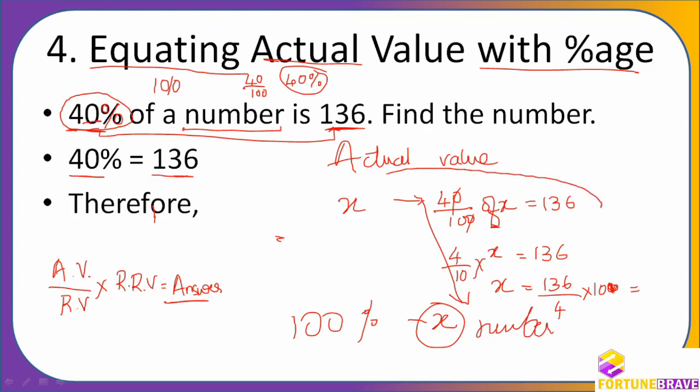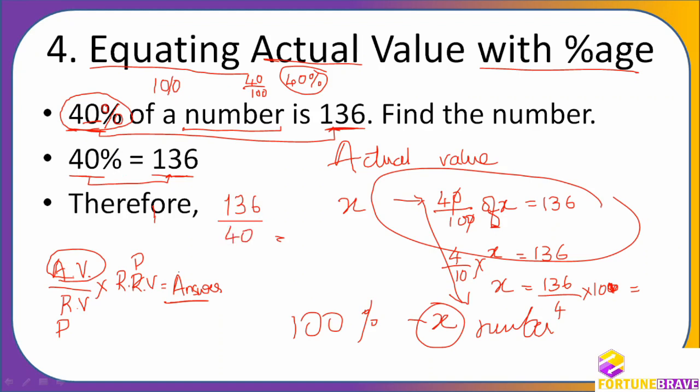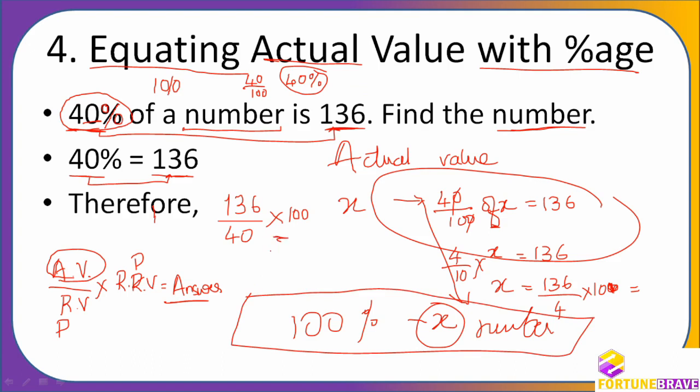We are not going into all this writing. We'll directly see 40% of some number is 136. So therefore, what we'll do is, instead of R, I'm going to write P here. P means percentage, not Praveen. So actual value is how much? 136. And percentage value is how much? 40. So if I divide this, and I now need to find out the number, I'm going to multiply. Required percentage value is what? 100%. So this is why we need to identify what is 100%. Once we understand this, you will get the answer.